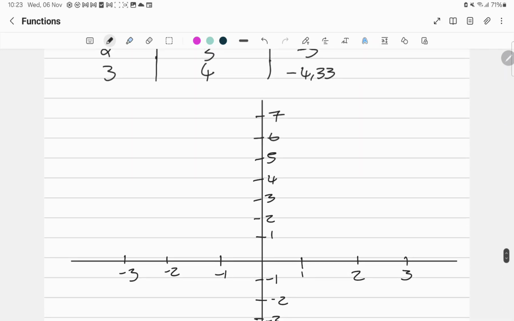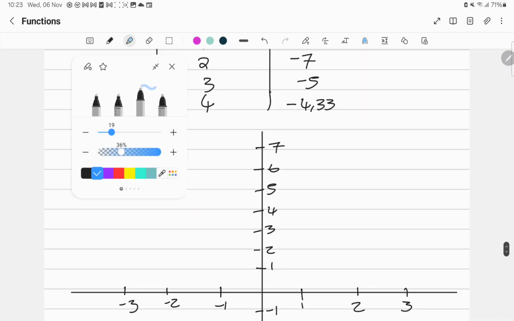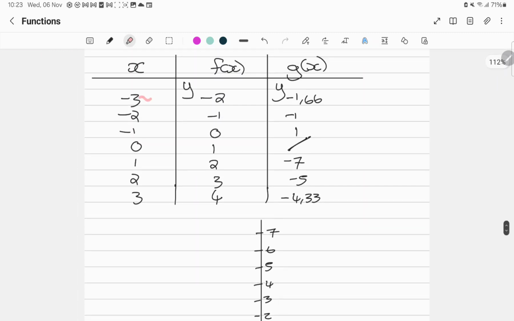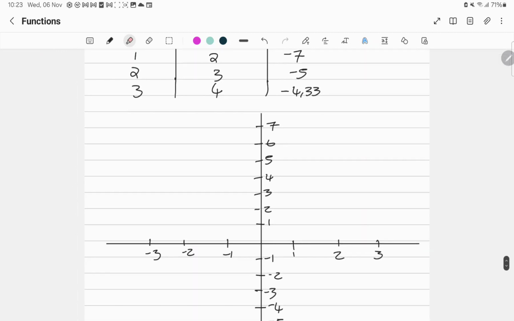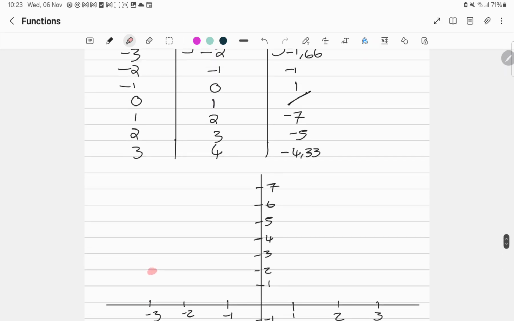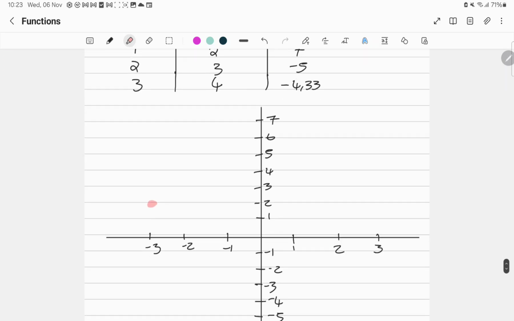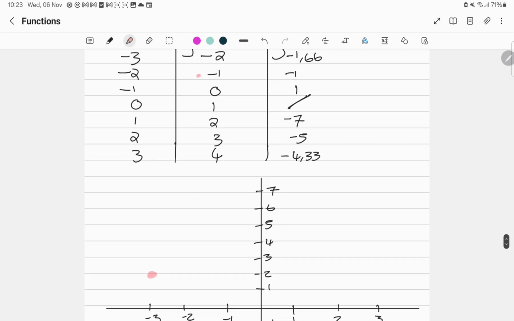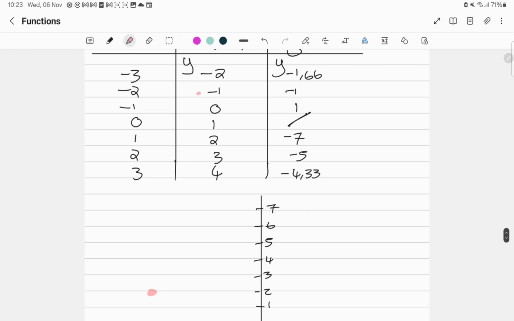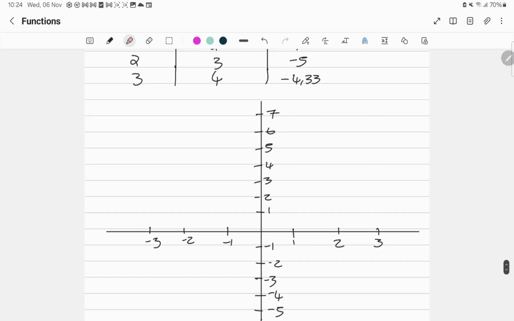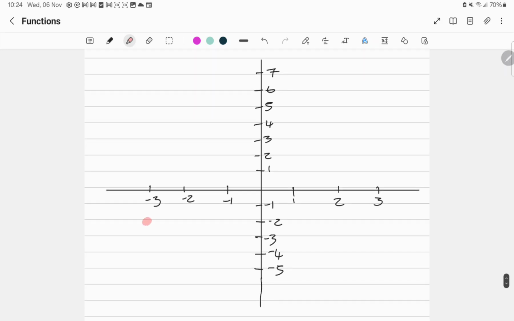Okay, so now let's start with my f graph first. I'm going to plot that somewhere in red. So when my x was negative 3, my y was negative 2. So x negative 3, y negative 2, I make a dot. When my x was negative 2, my y was negative 1. Oh gosh, I'm doing this on the wrong side. Okay, let's just restart. So when it was negative 3, my y was negative 2.